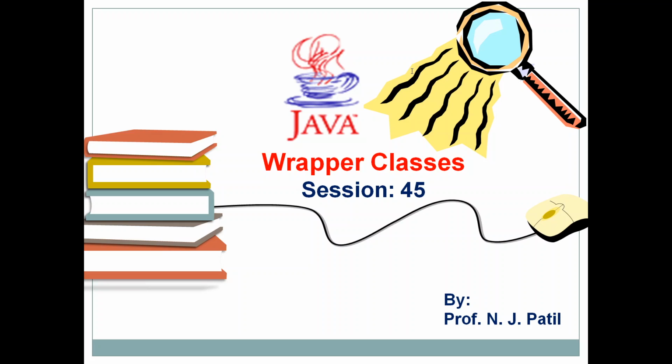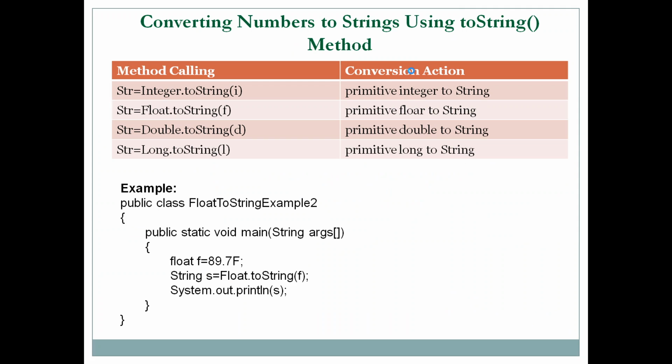In today's session, we will continue our discussion of wrapper classes. So let's start. Converting numbers to string using the toString method. We can convert numeric values to string representation by using the method toString. So let us look at some of the toString methods given here.